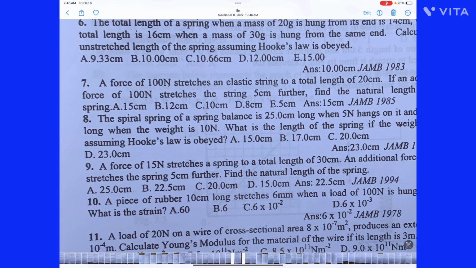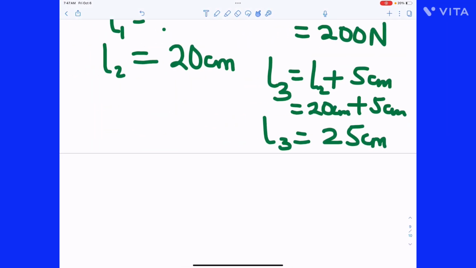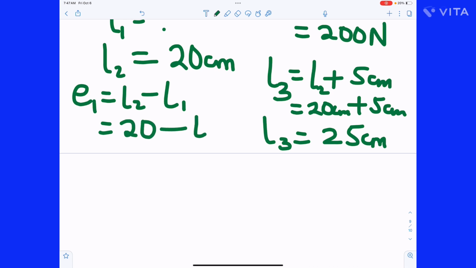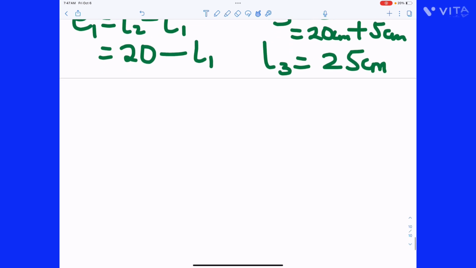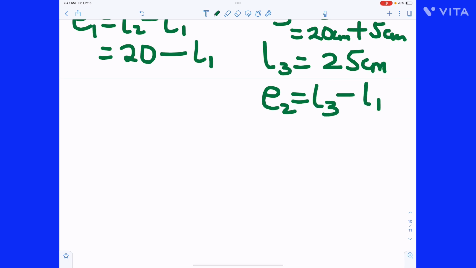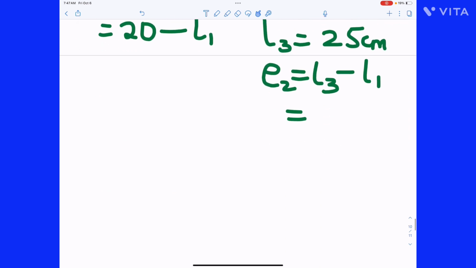Please, the question says, find the natural length of the spring. Natural length means the same thing as original length or unstretched length. What we need to do is simple. Let's get the extension here. The first extension here is L2 minus L1, like we did in number 6, which is 20 minus L1, because I don't know L1. So I just keep it there, blank. Then the second extension produced, after reaching a final length of 25 centimeters, will be L3 minus L1. L3 being the final length produced by the 200 Newton force, and L1 being the original length of the spring. So this will give us 25 minus L1.